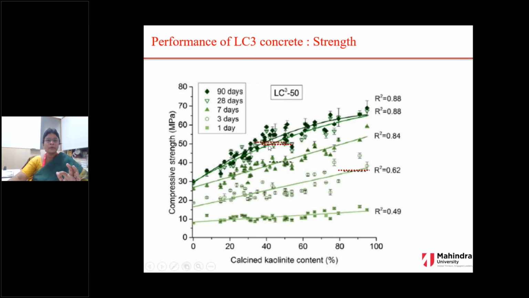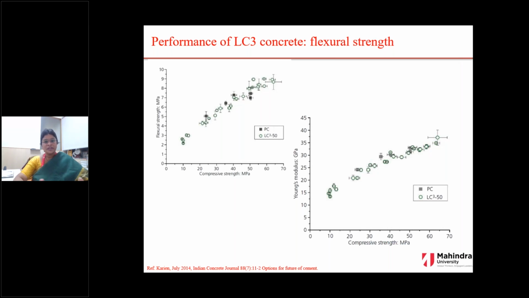But if you look at the top graphs, with less than 40% kaolinite content at 28 days, we will be able to achieve a strength comparable with the OPC. So we don't require a high kaolinite content in our clays in order to achieve a strength comparable to OPC at a later stage. But at early ages, if you want to compare with OPC, then we have to go with high kaolinite content. And this graph shows the flexural strength of the LC3 as compared with the OPC.